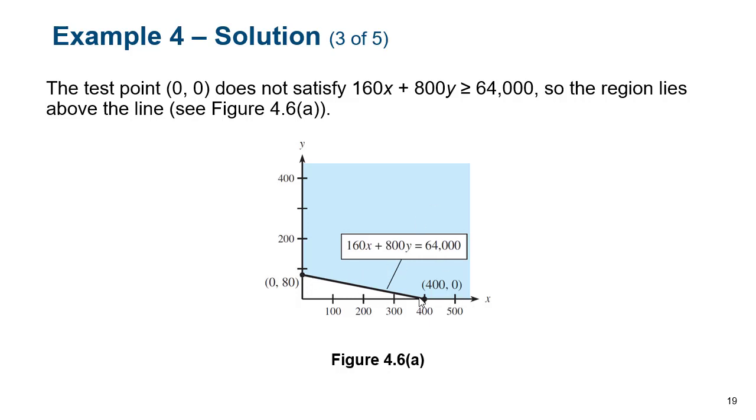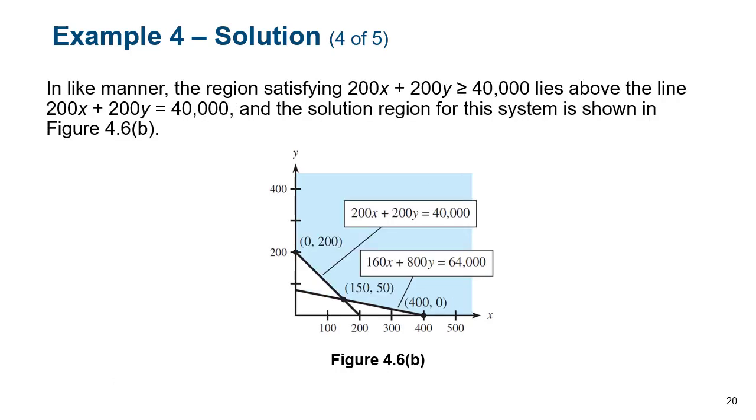So here's our first line, and we have to be greater than or equal to 64,000. If we do the test of 0, 0, we can see 0, 0 is not greater than, so we shade in the other direction. Then we bring in the second line and do the same thing. Of course, 0, 0 fails, so we shade in that direction, and we get this region of solutions.